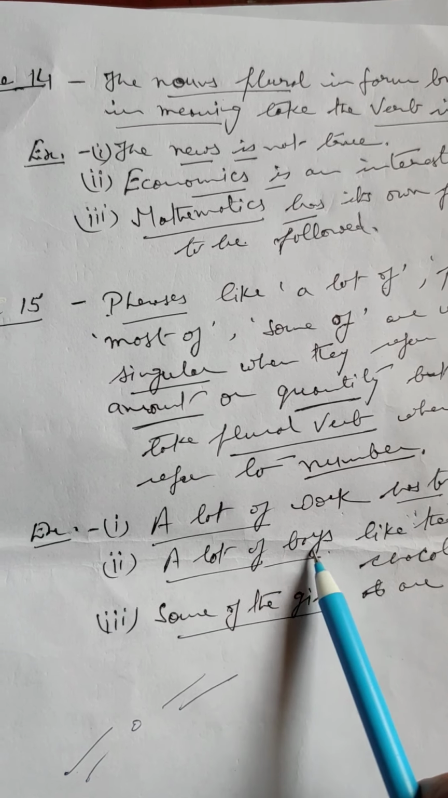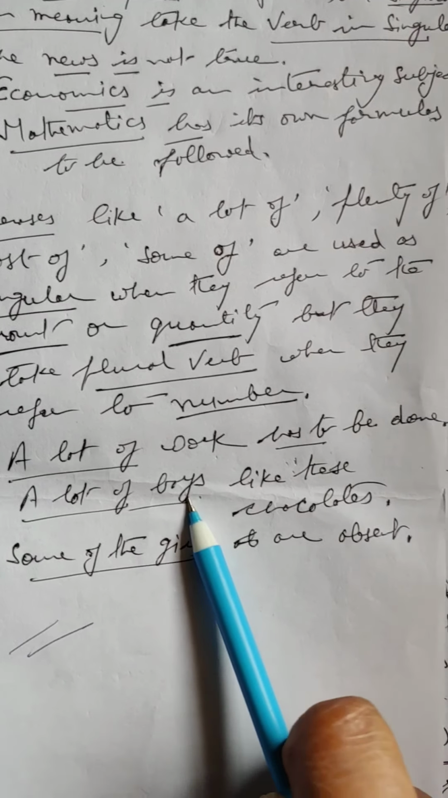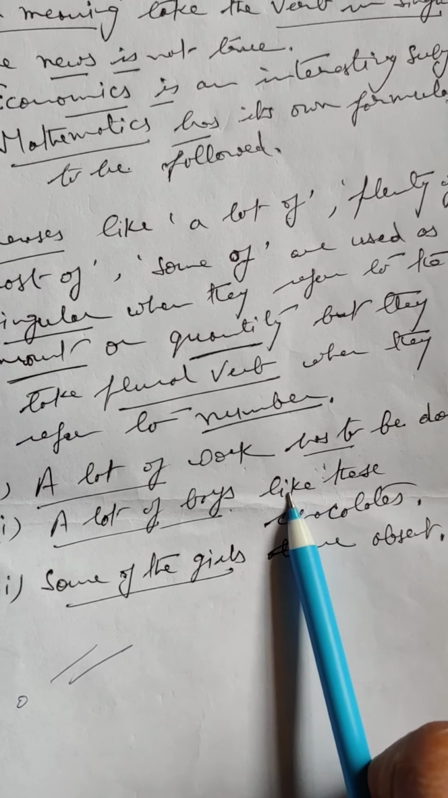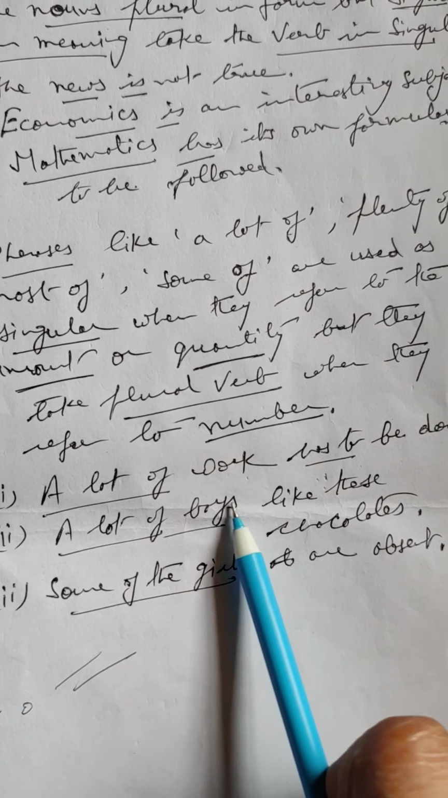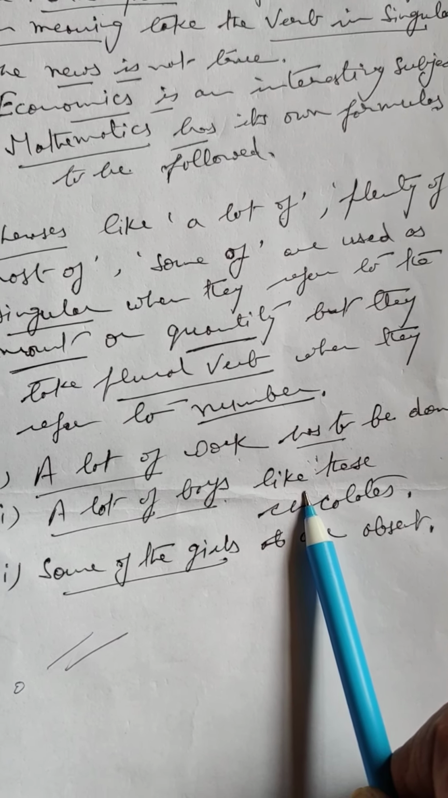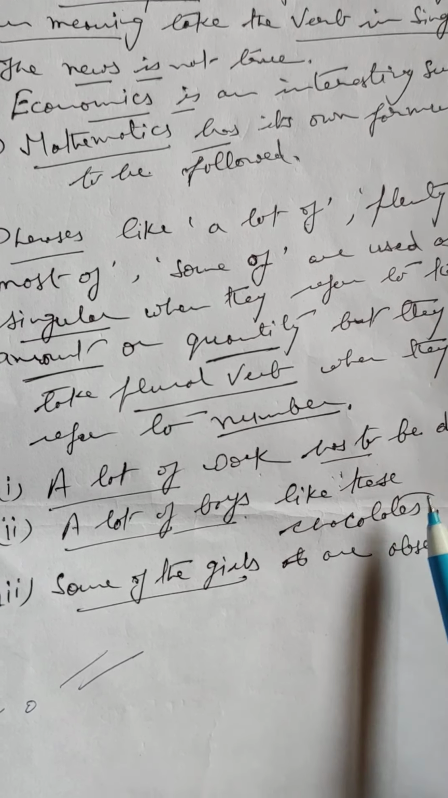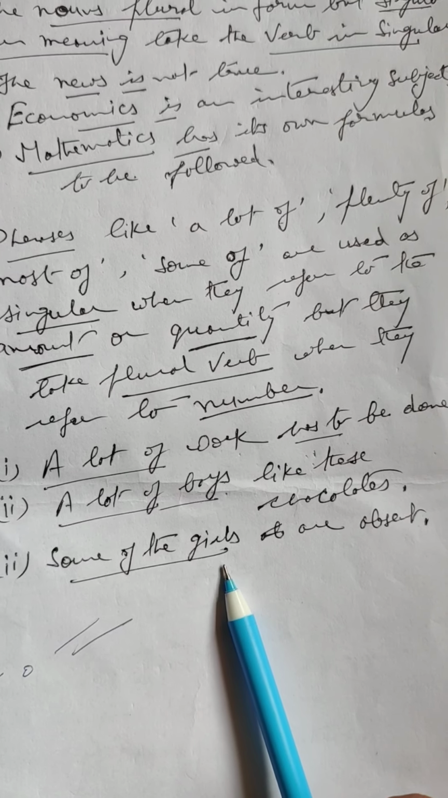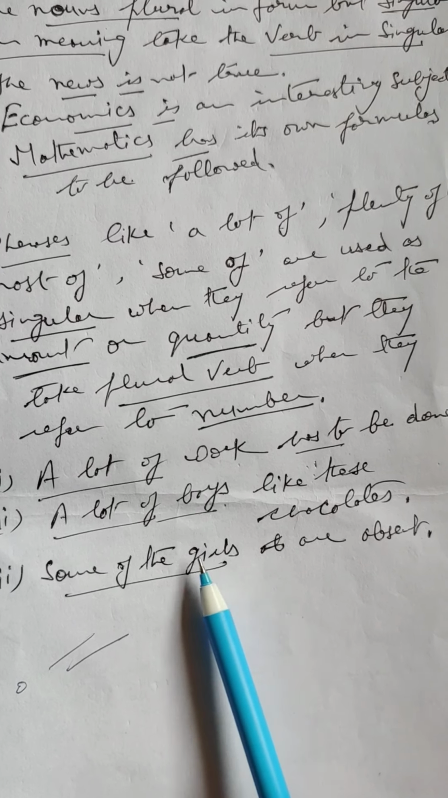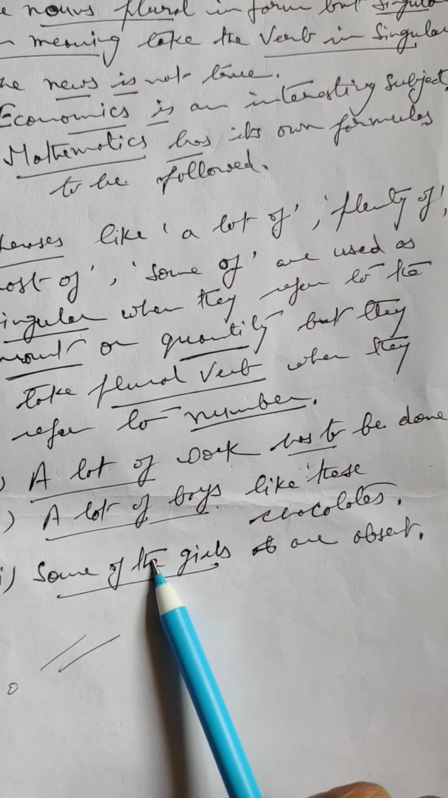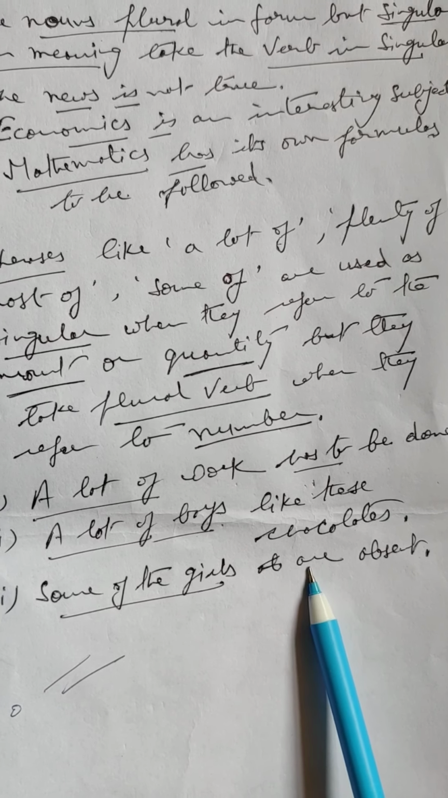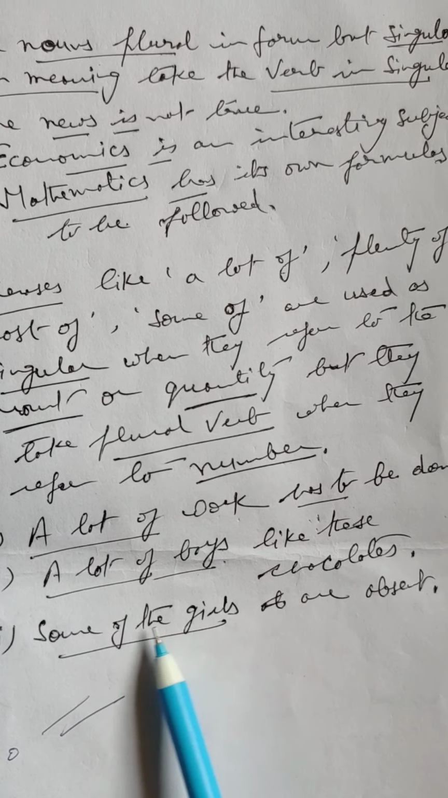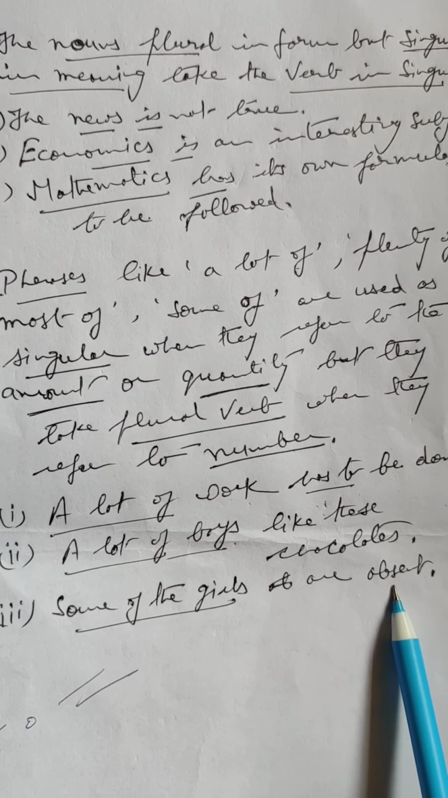A lot of boys like these chocolates. We have put here like because it is plural, and so we have put the verb in plural. Okay, these chocolates. Now next example, some of the girls, again it is countable. Some of the girls, and it is in plural, so we have put the verb are here because it agrees with the plural number. Some of the girls are absent.